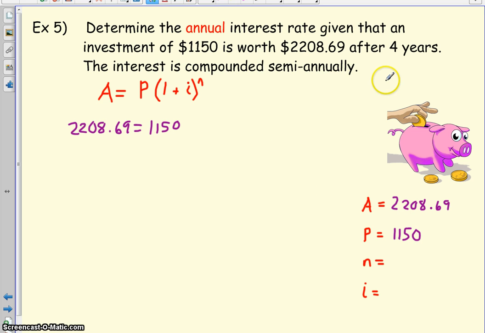But first, let's deal with n. So we know it's 4 years compounded semi-annually, which is twice a year. So we have 4 years times twice a year, so n is going to be equal to 8.